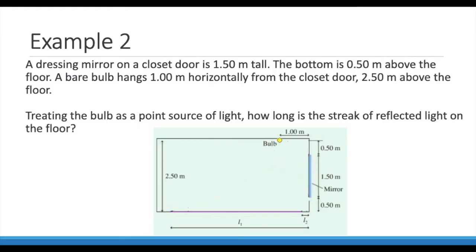Example 2: a dressing mirror on a closet door is 1.5 meters tall. The bottom is 0.5 meters above the floor. A bare bulb hangs 1 meter horizontally from the closet door, 2.5 meters above the floor. Treating the bulb as a point source of light, how long is the streak of light reflected on the floor?